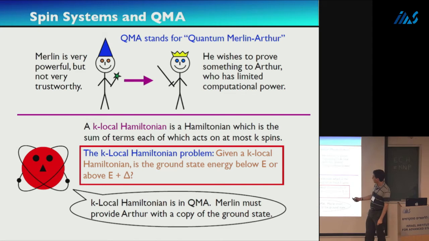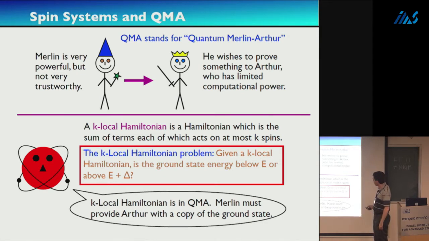The way that Merlin can prove the yes answer, the case where there's a ground state energy below E, is by giving Arthur a copy of the ground state. Then Arthur can plug that into his quantum computer and do some simulation of the Hamiltonian, which lets him calculate the energy. If the energy is below E, he can see that. If the state that Merlin gave him has energy above E plus delta, Arthur will see that there's a problem, and he'll see that Merlin is lying. Of course, it could be that Merlin didn't give Arthur the true ground state, but if he gave him a state that's below energy E, then certainly the ground state has even lower energy.